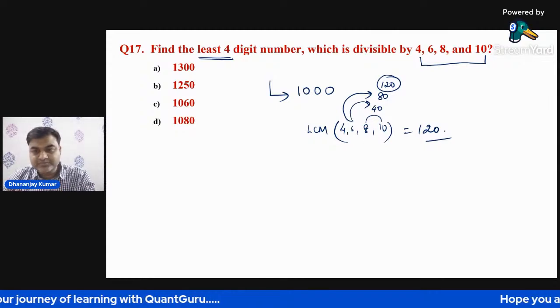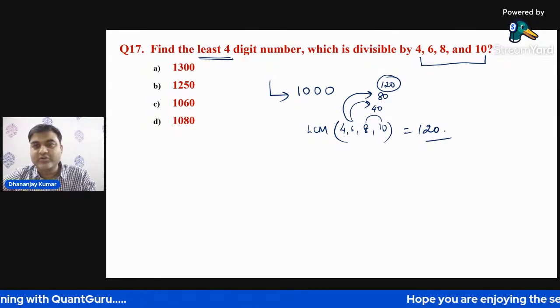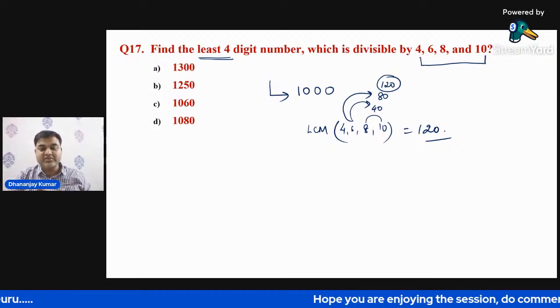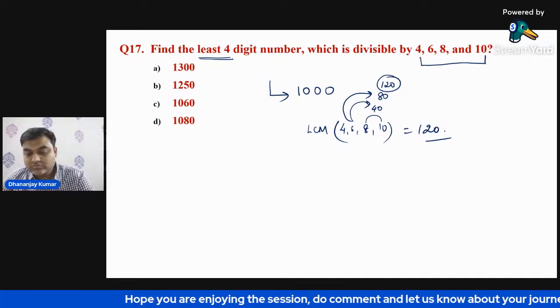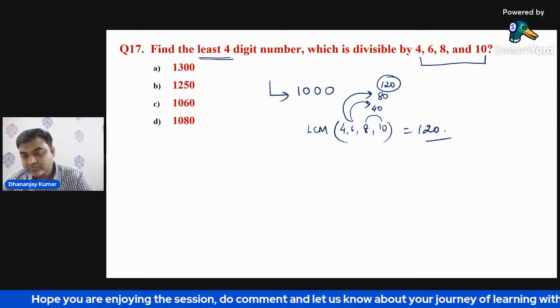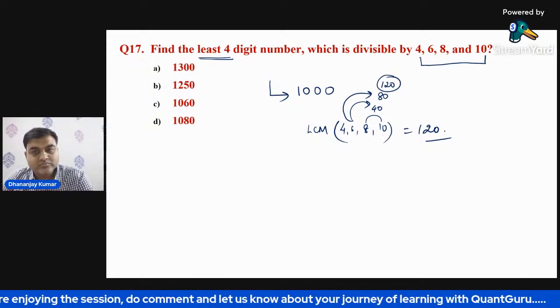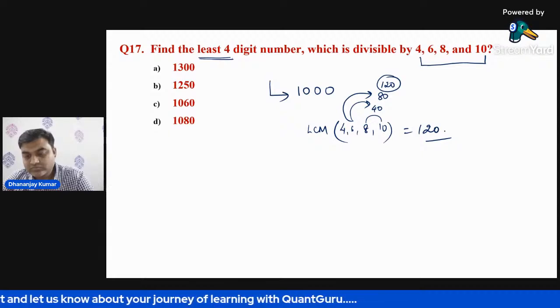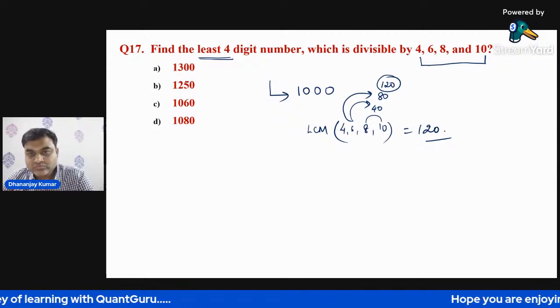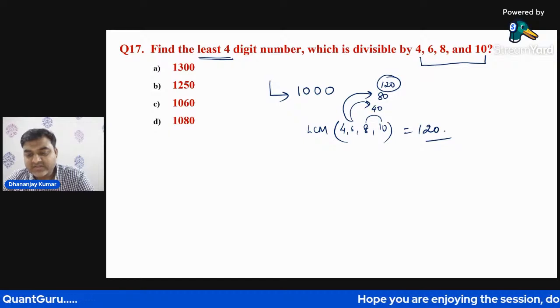This is what it is, no? 120 only you will get, no? 120 is what you are going to get, the LCM. Yes or no? Everybody got 120 as the answer?